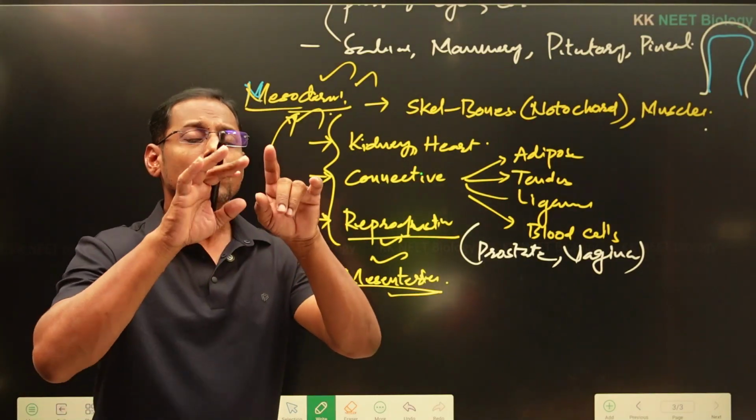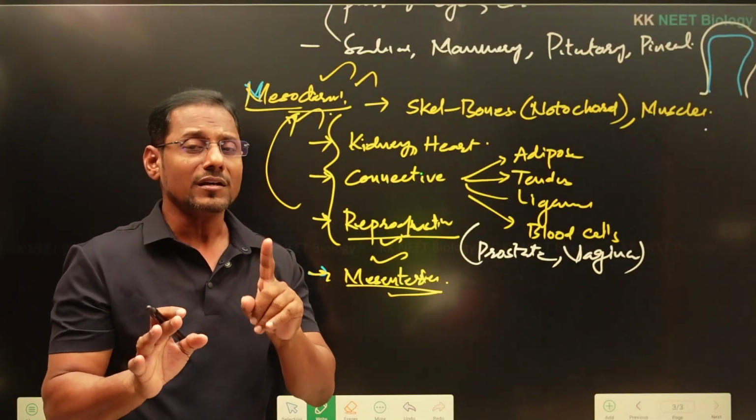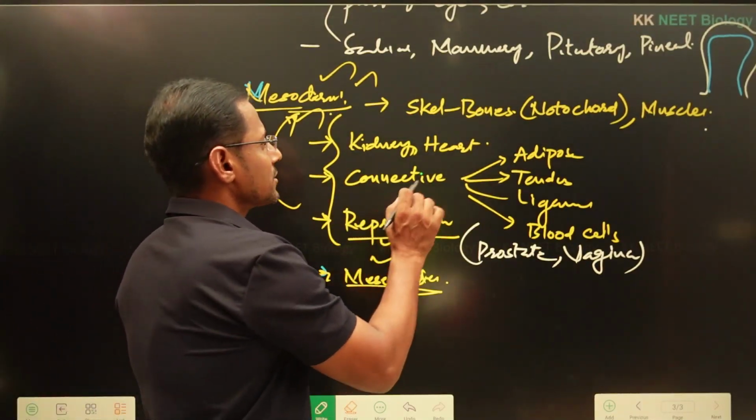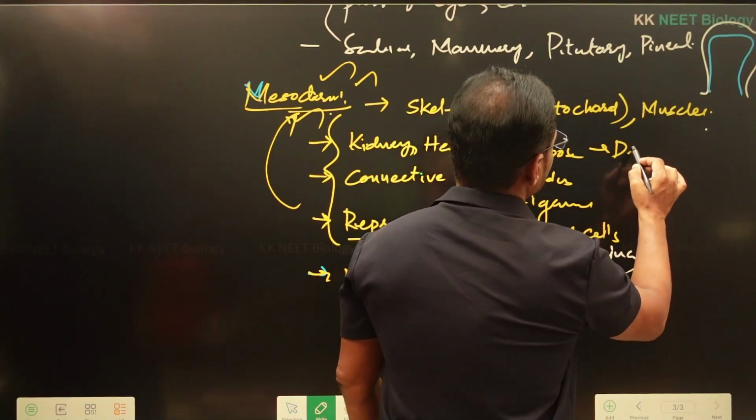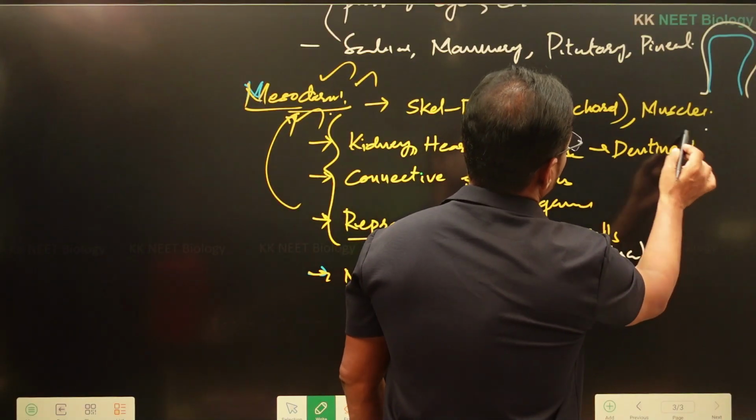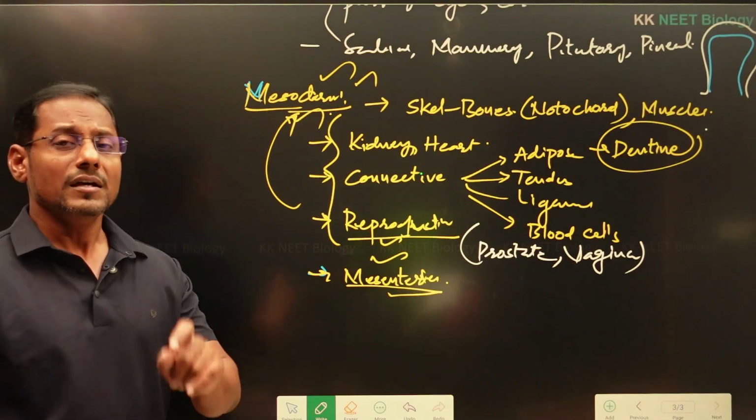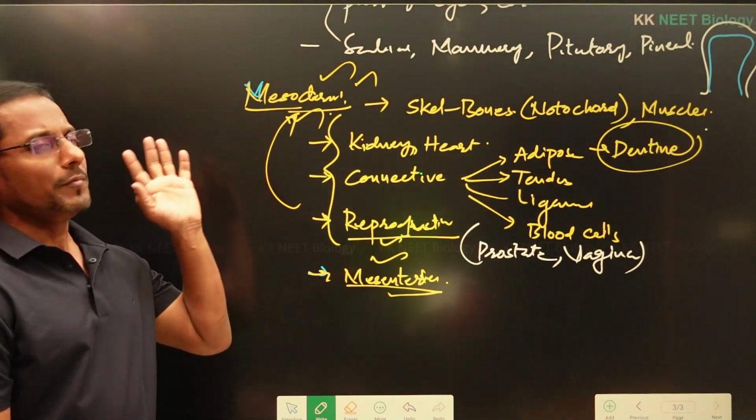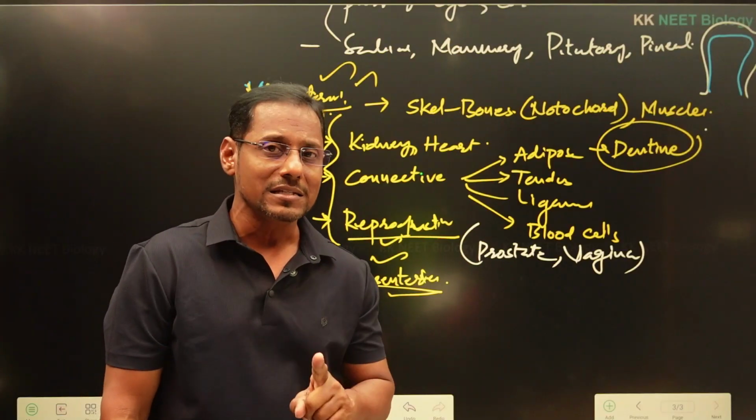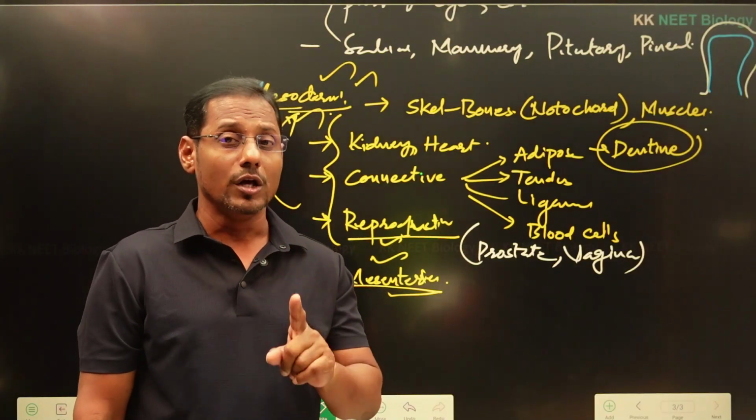Enamel is the outermost layer of the teeth. Coming to the dentin, here the dentin is the derivative of mesoderm. Very important, you are going to be confused here: dentin is a derivative of the mesoderm, whereas the enamel is the derivative of ectoderm.